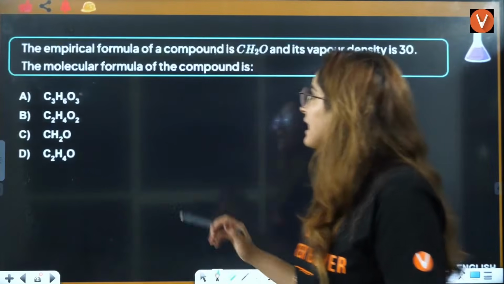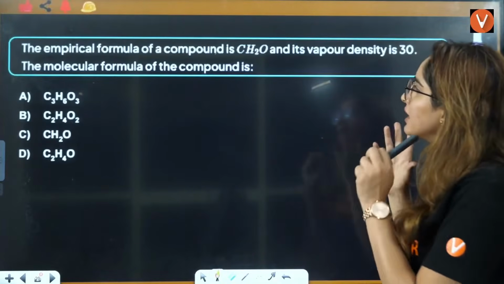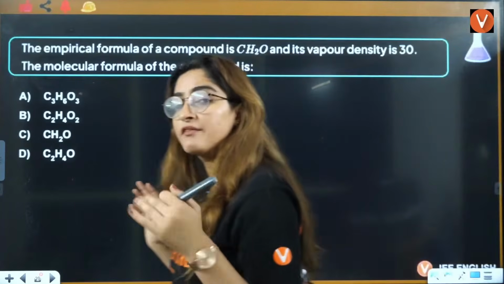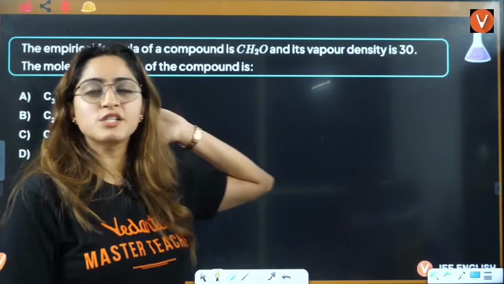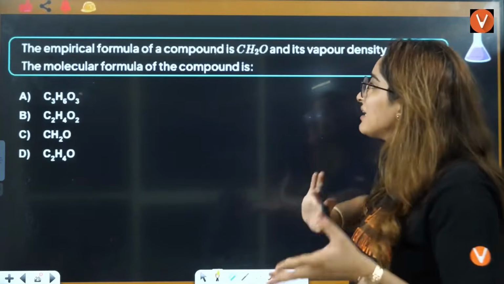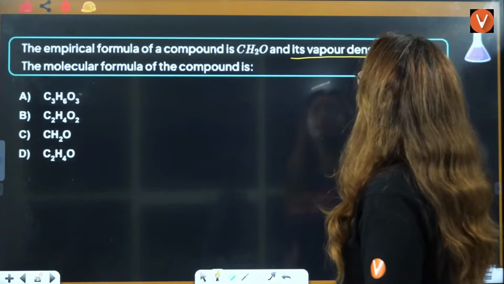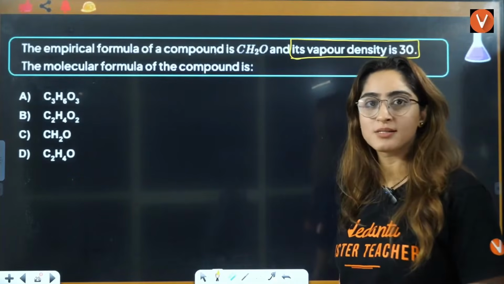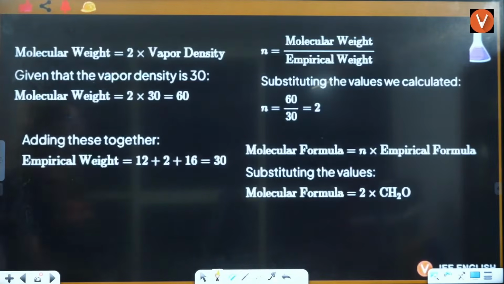Right? Next is, we have the empirical formula of a compound that is given to you. And in the question, trust me, they will not give you directly the empirical formula. I have already given you this just so that we don't repeat the same things, okay? So another kind of question that they can ask you is, its vapor density is 30 and now they are asking the molecular mass. Now what is the relation in vapor density and molar mass?